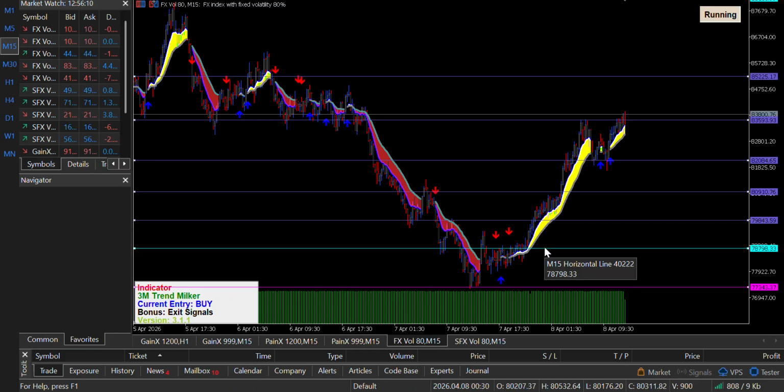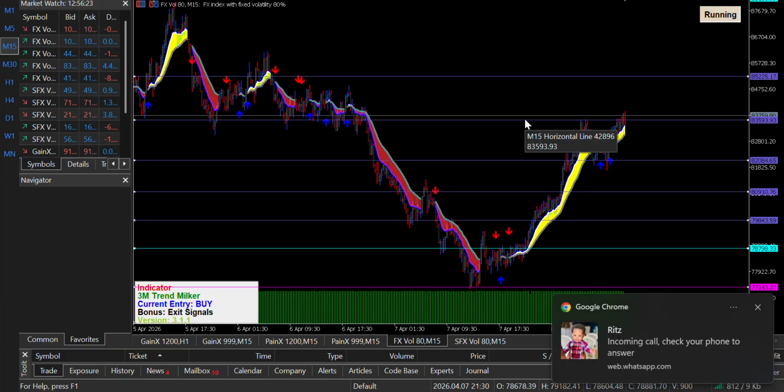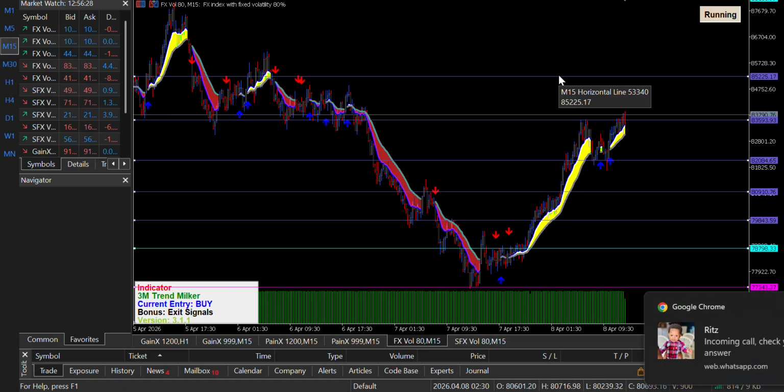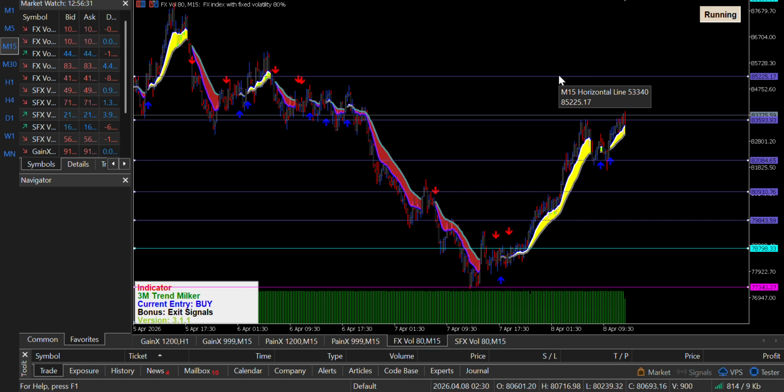Okay, so I have my entry point at this point, and of course, the stop loss right here. And I have some highlighted TPs for us right here. Okay, so TP1, TP2, TP3, and TP4. And right here is TP5. Okay, four TPs have been achieved, and this is the last TP. Now, let me quickly tell you the same strategy which I used to generate these.